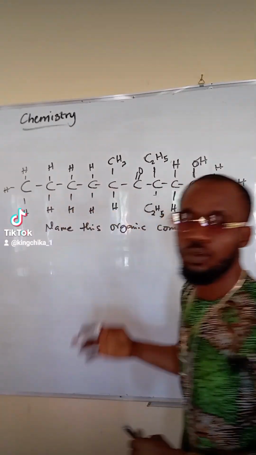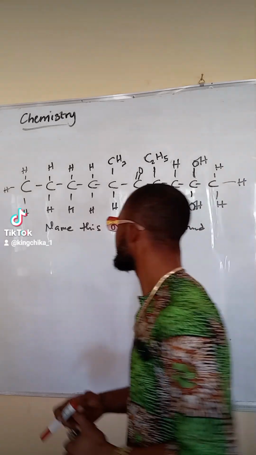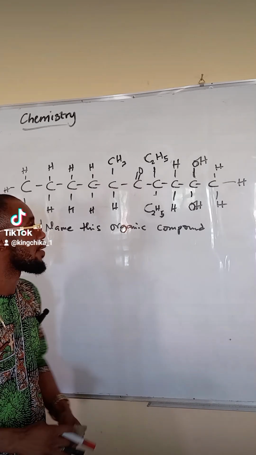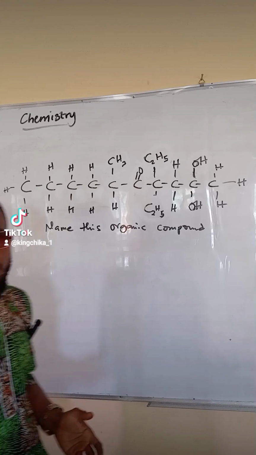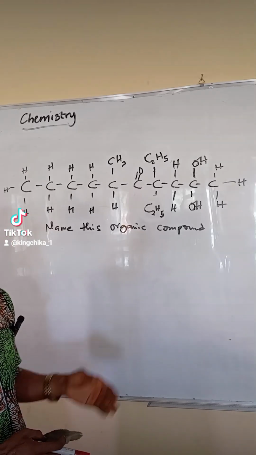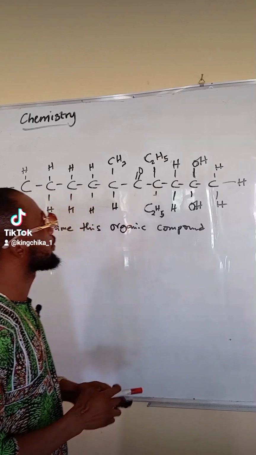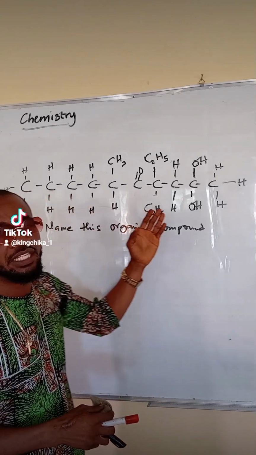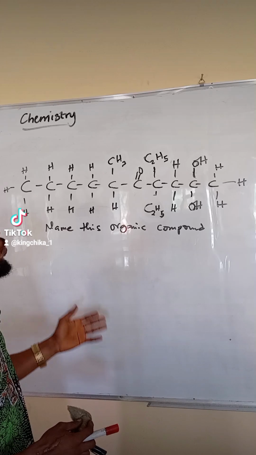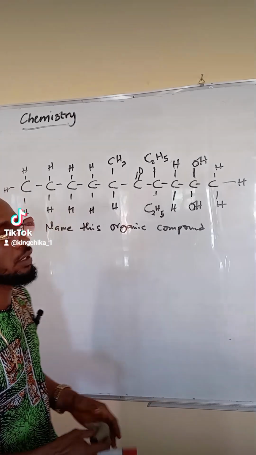All right, good day. Let's look into this organic chemistry question that says, name this organic compound. Now, there are some basic things we need to understand before attempting a question like this. The first one is to establish the longest continuous chain of carbon. The second one is to identify the functional group or groups present in the compound. The third one is to also identify other substituents which are not functional groups.